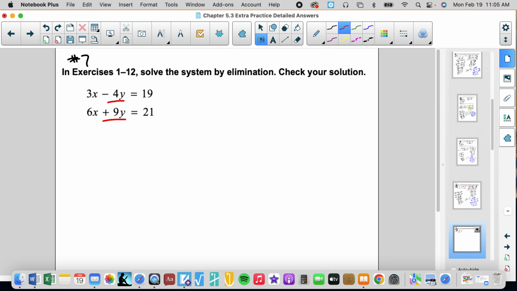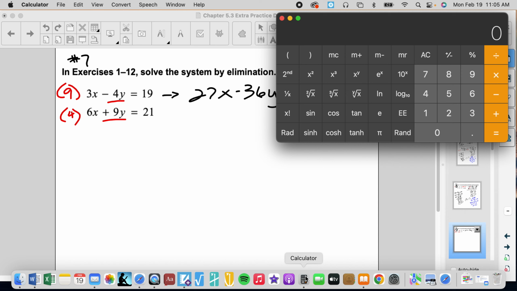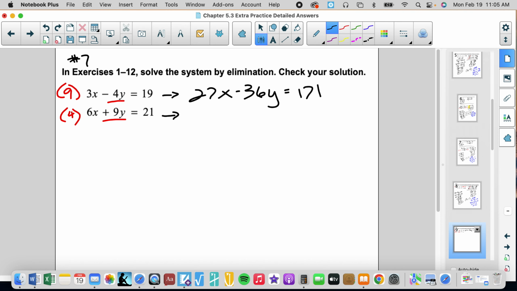Let's just look at these. They're opposite of each other already, so let's get a common multiple. So I'm going to multiply this by 9 and this by 4. That's going to be the easiest way. Now, our numbers are a little bit bigger. Yes, 9 times 3 is 27x. 9 times -4y is -36y. 9 times 19 is 171? 9 times 19. Yes, nice.